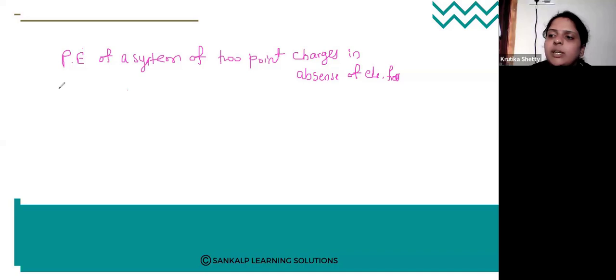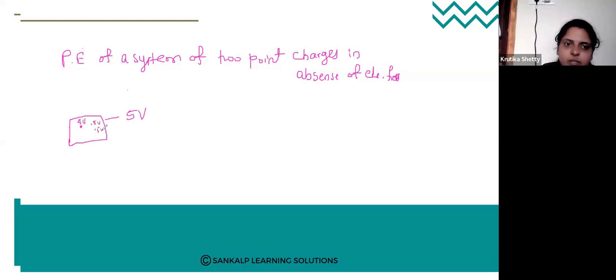Why is work done zero? What I told you is that on any equipotential surface, the potential is equal at every point. Suppose this equipotential surface has a potential of 5 volt. Then this point is 5 volt, this point is 5 volt, here also 5 volt. At every point it is 5 volt.